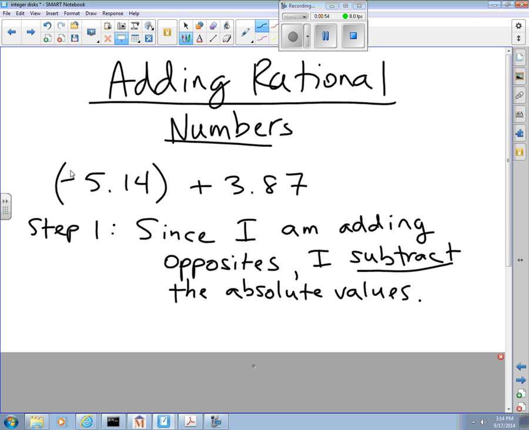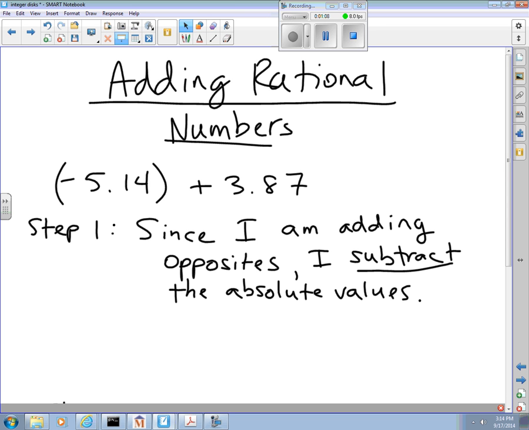which means in my head I'm ignoring the fact that that 5.14 is a negative. Its absolute value to me is that it's 5.14 spaces away from 0. So its absolute value is 5.14. So I'm actually going to do that. 5.14 minus 3.87.